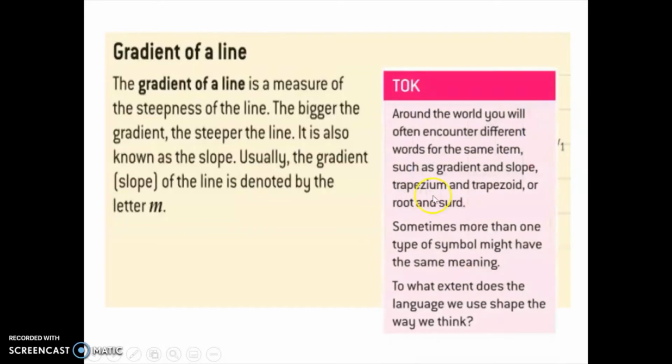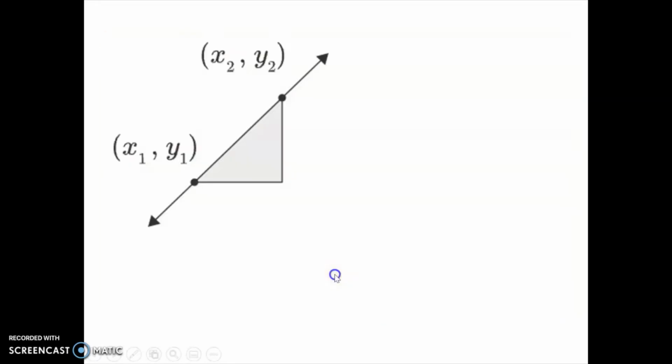All right, around the world, a little TOK thing for you here. You will often encounter different words for the same item, such as gradient and slope we've seen here, or trapezium and trapezoid, two different words for the same four-sided shape, or root and surd, which also mean the same thing. Sometimes more than one type of symbol might have the same meaning. To what extent does the language we use shape the way we think? All right, let's answer that.